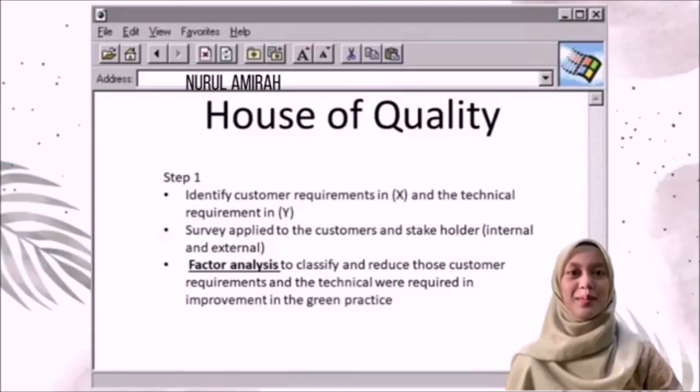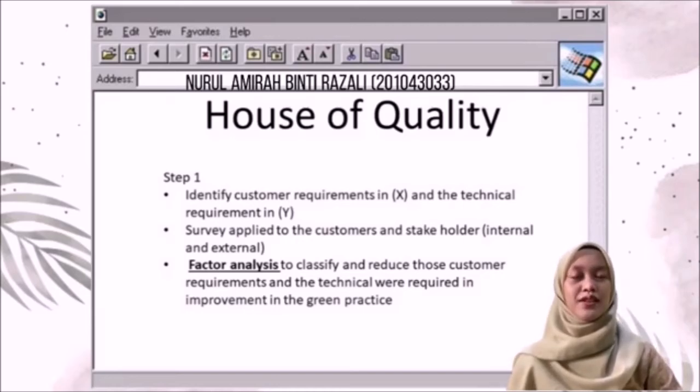Hi, my name is Nurul Amirah binti Razali. My metric number is 20104333. I would like to present the House of Quality. For step 1, first, identify customer requirement in X and the technical requirements in Y. Second, a survey is applied to the customers and stakeholders, internal and external. Third, factor analysis to classify and reduce those customer requirements and the technical requirements in improvement in the green practice.